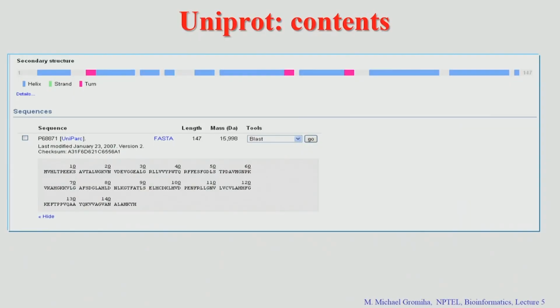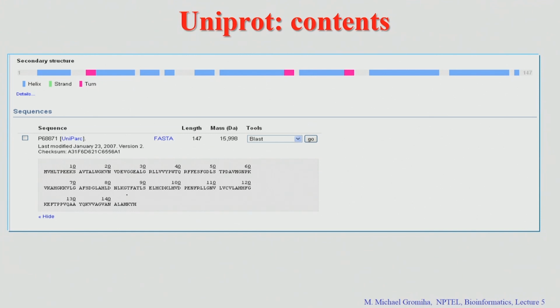I will discuss the secondary structure in later classes. If you see the blue ones, they are mainly helices, and the green ones are strands, but here it does not have any strand, and we have some turns here and there. This is the secondary structure information regarding that particular protein.